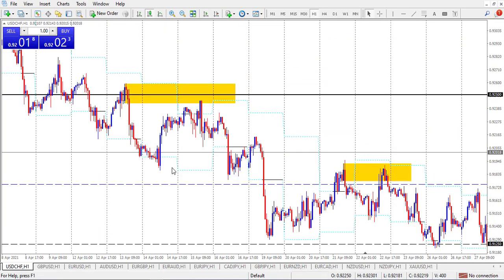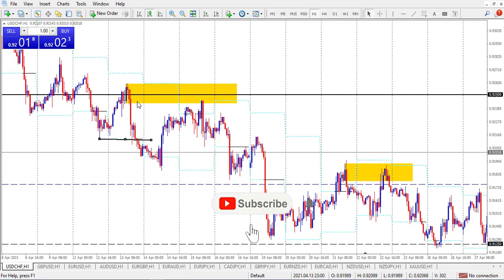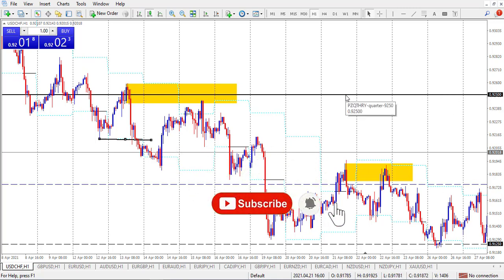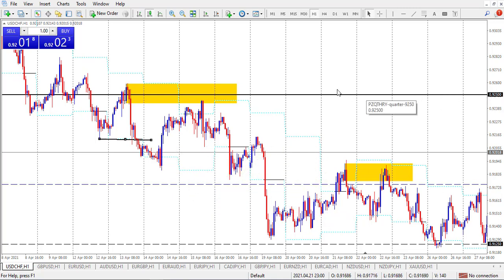So let's look at another pair. This is USDCHF. Break of structure, price comes back to the order block. This order block retests. So as you can see, this is an institutional number, 92,500. So that's another confluence which you can be using together with your order blocks.